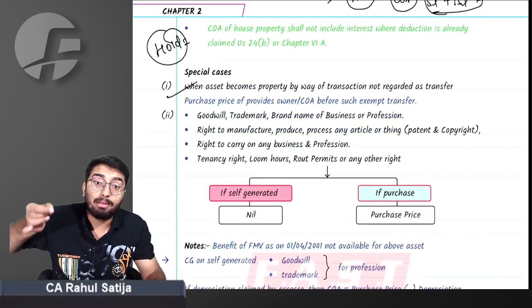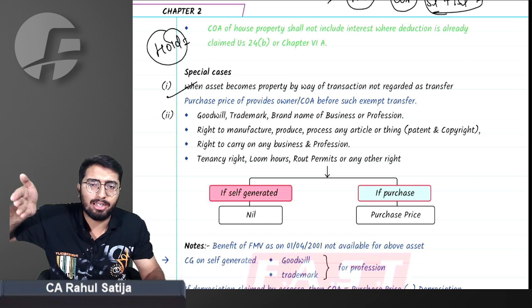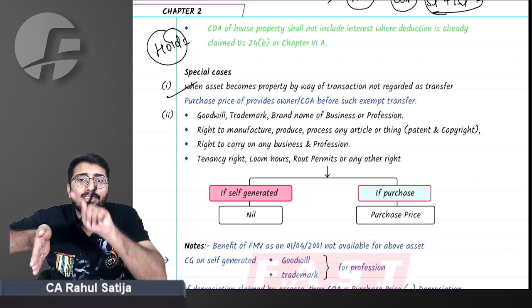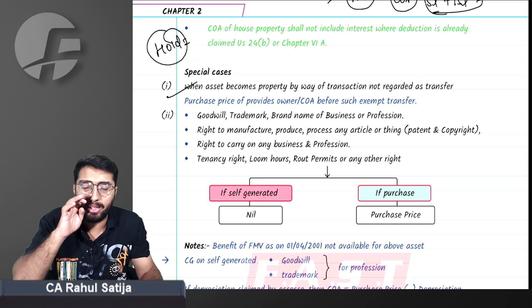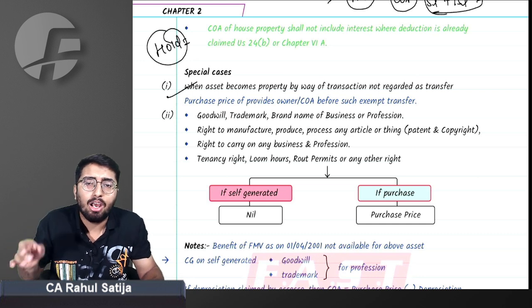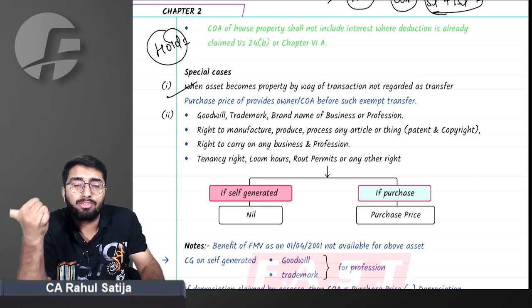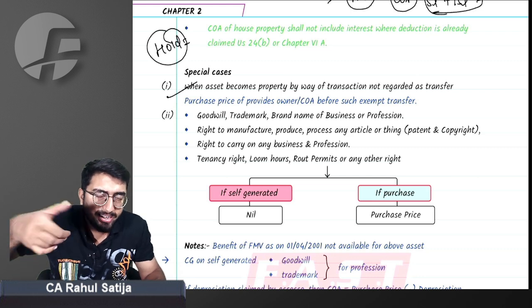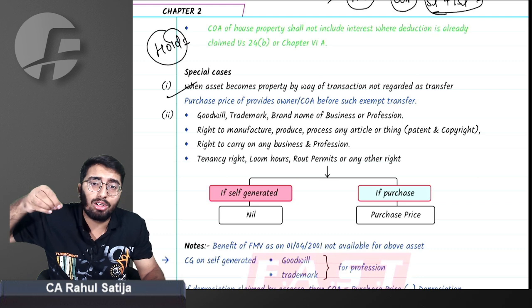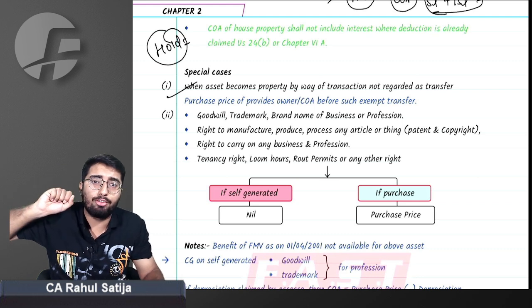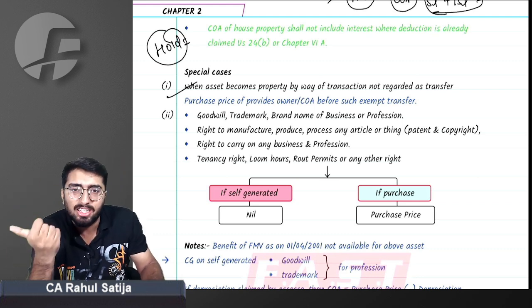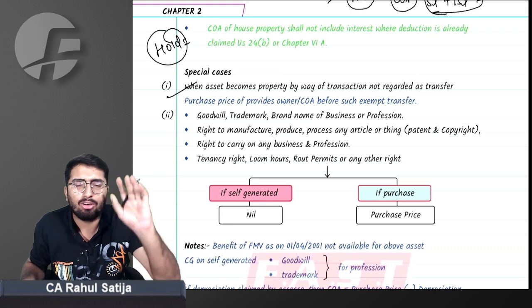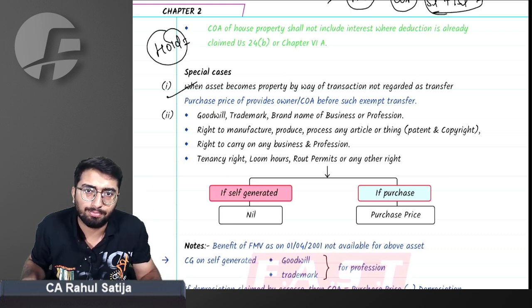Second thing, we studied about a few important special cases. What if asset is received on account of exempt transfer? What will be capital gain in that case? What will be cost of acquisition? The cost of acquisition of the previous owner will be considered in that sense. If an intangible asset is acquired, then whatever purchase price we are paying will be cost of acquisition. But if such intangible asset is self-generated, then cost of acquisition will be nil in that case.